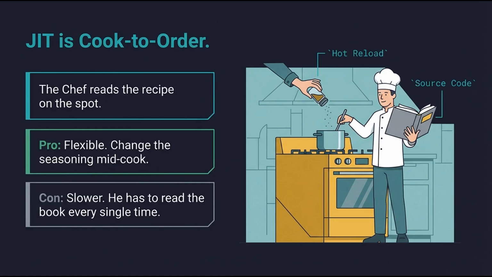JIT is cooked to order. The chef reads the recipe on the spot. The pro? It's flexible. You can change the seasoning mid-cook. And that's exactly how hot reload works. The con? It's slower, because the chef has to read the recipe book every single time.